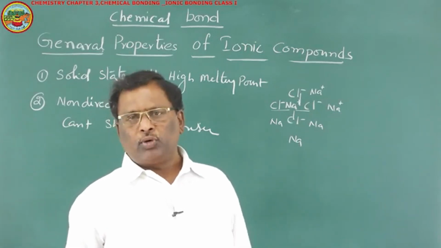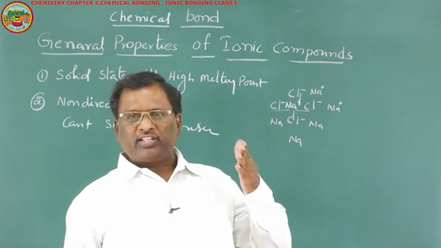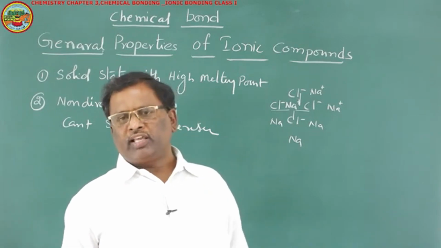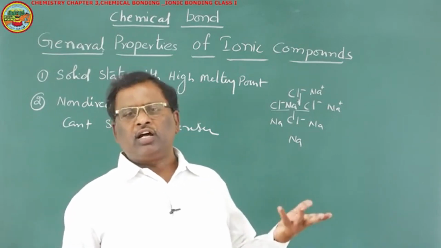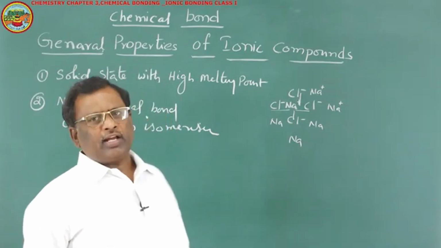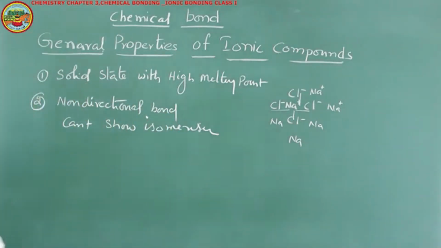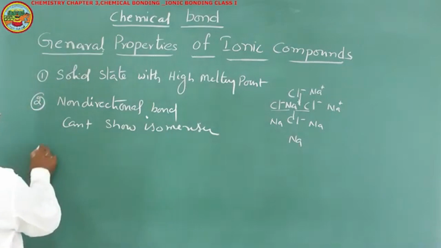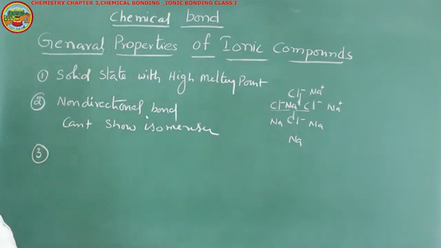Covalent bonds are directional bonds. In a particular direction, the bond will form. But in the case of ionic bonds, since they are non-directional bonds, they cannot exhibit isomerism. And ionic compounds are soluble in polar solvents and insoluble in non-polar solvents.